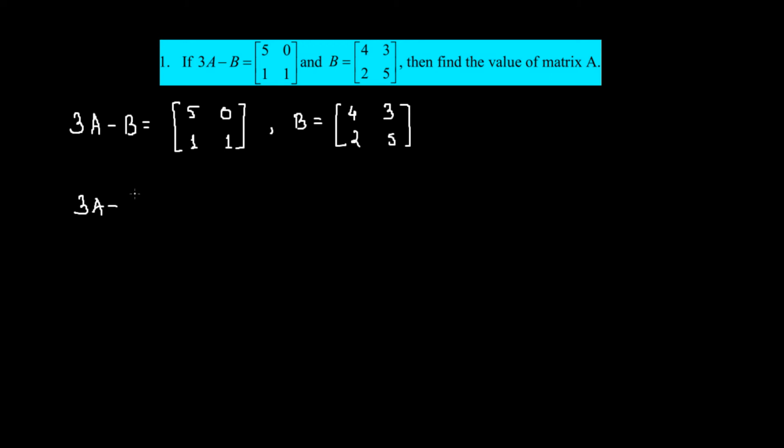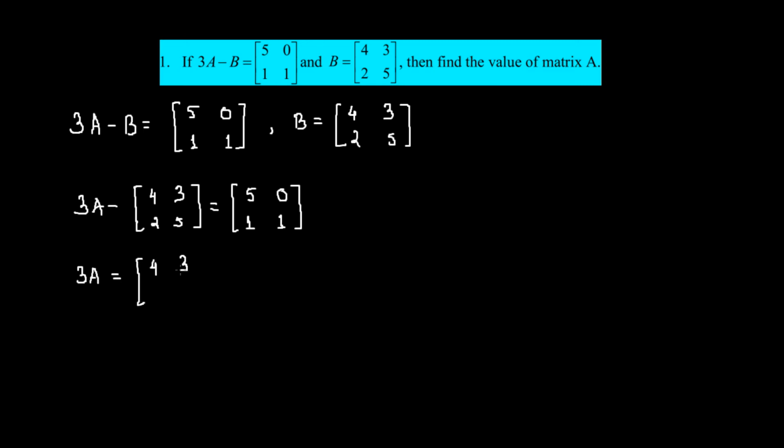So this will give us 3A minus [4 3; 2 5], and this is equal to [5 0; 1 1]. Now we will transpose the matrix B to the right hand side. That will give us [4 3; 2 5] plus [5 0; 1 1]. Now we see that both of the two matrices are of the same order. They are of order 2 by 2 and 2 by 2.